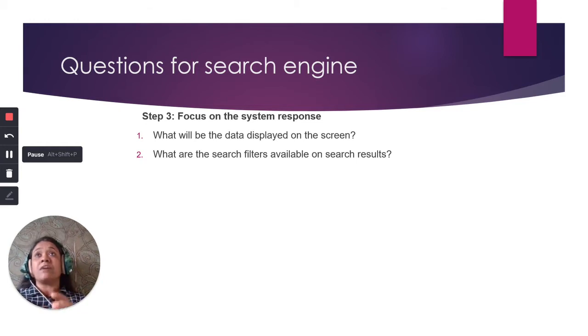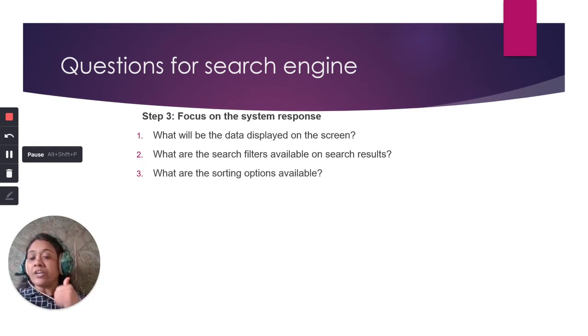Search filters further allow the user to narrow down their search results based on specific criteria. So we can have search filters like brand, price, the model, which will help you further narrow down the search results. So we need to know what are the filters that should be shown on the search results page. What are the sorting options available?